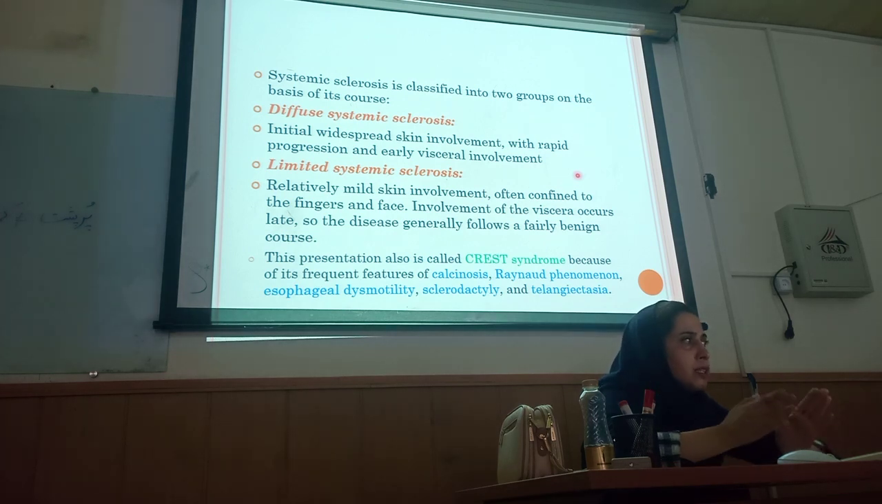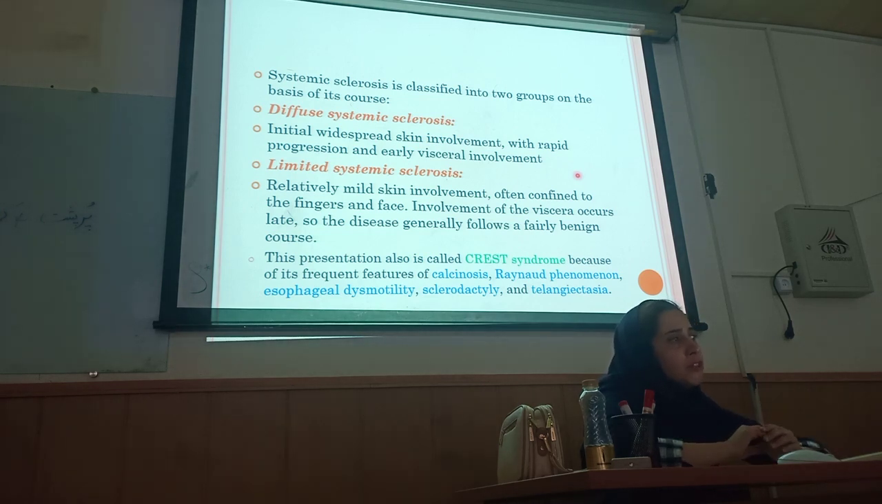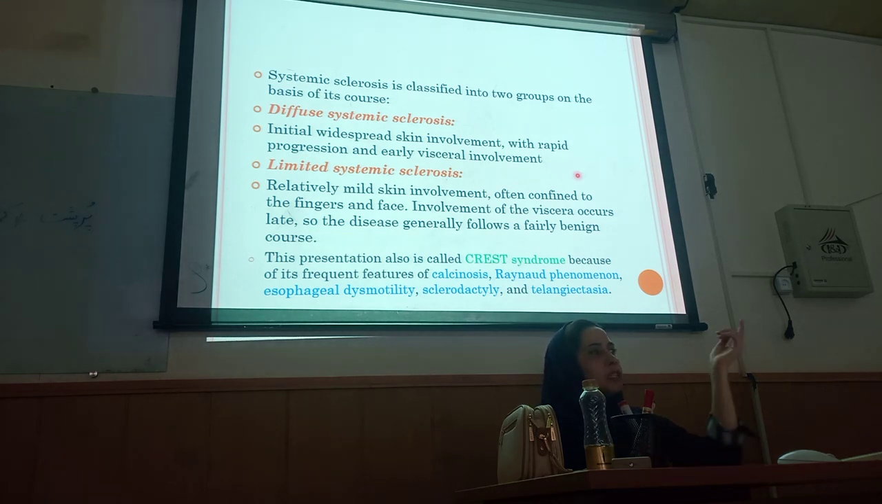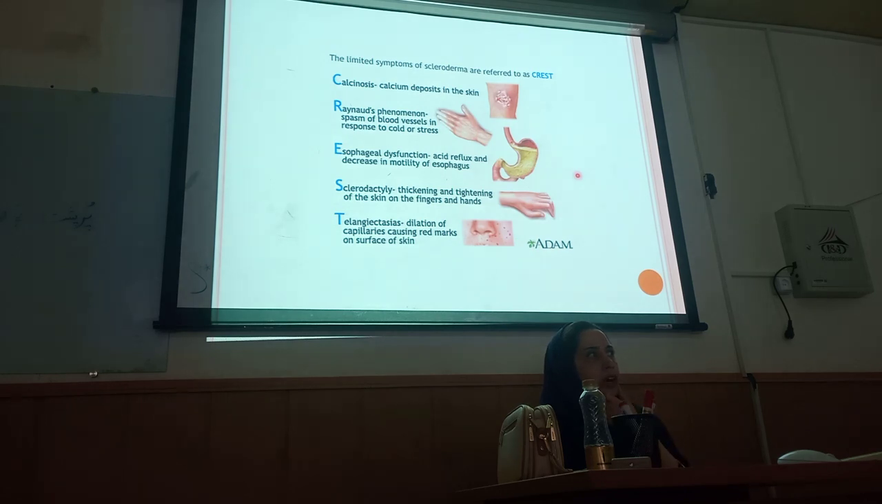But limited systemic sclerosis, for example, the skin involvement is mild, it is confined to the fingers and the face, and involvement of the viscera is late in the disease, and it has a benign course. So diffuse form, poor prognosis; limited form, a benign course. And the limited form is also called CREST syndrome. What does it have? CREST: C for calcinosis, R for Raynaud's phenomenon, E for esophageal dysfunction, S for sclerodactyly, and T for telangiectasia. For example, what is telangiectasia?